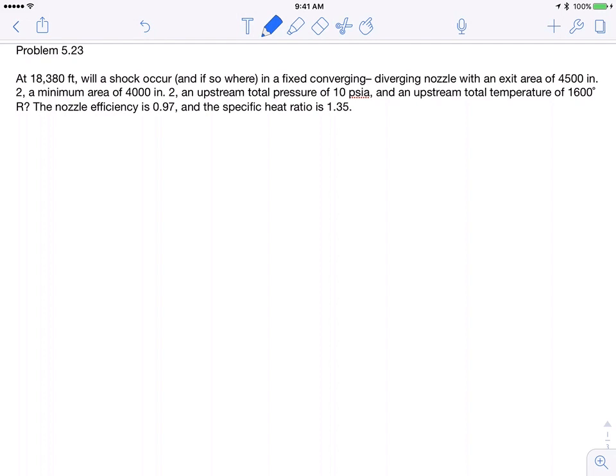So we want to know what sort of pressure ratio we would need to have a fully subsonic flow, and what sort of pressure ratio we would need to have a fully supersonic flow. And then based on how that lines up with our actual exit pressure, we will figure out what flow regime we're in from those dividing points.